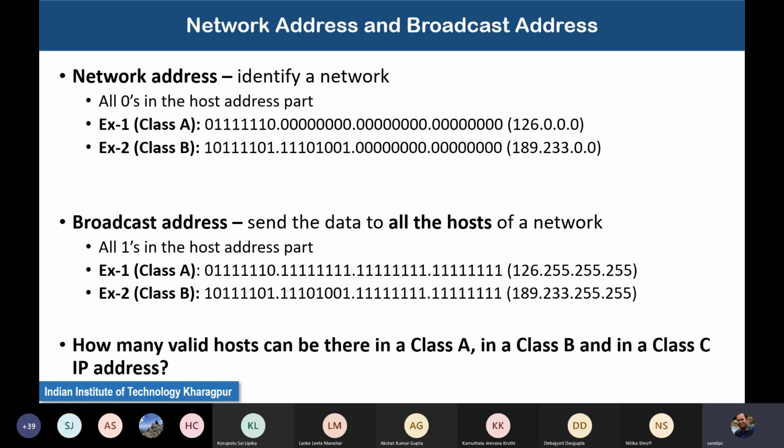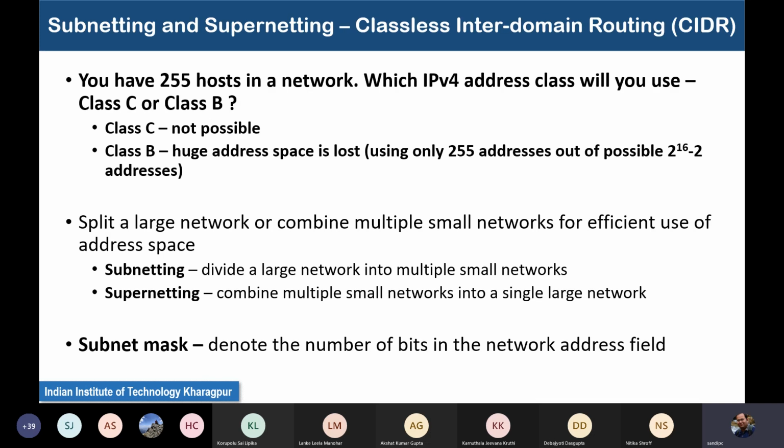Now, in classful addressing, we faced a severe problem as the number of hosts in the internet increased. Okay, so here is one example problem. Say you have 255 hosts in a network, and you need to decide which class of IP address you are going to use, whether class C or class B. Any idea?